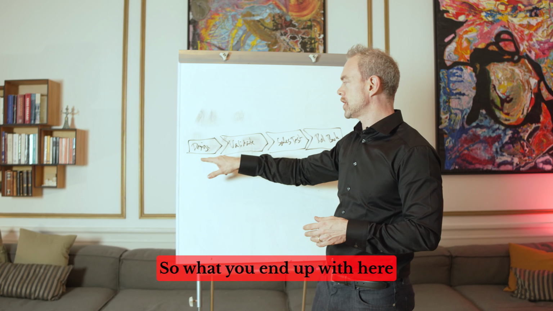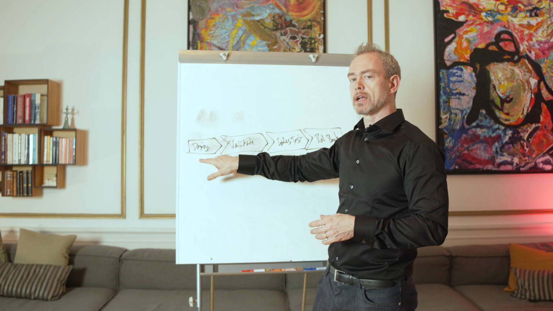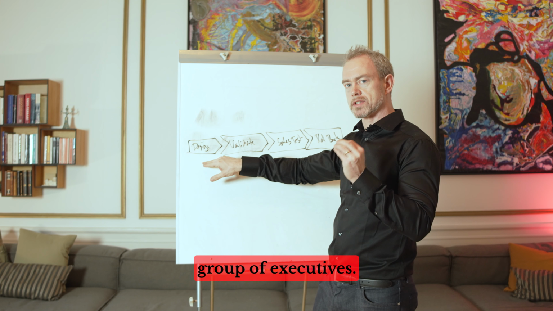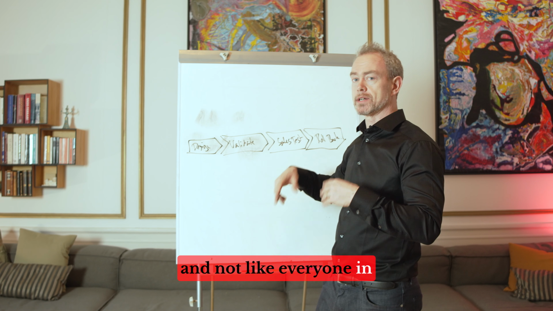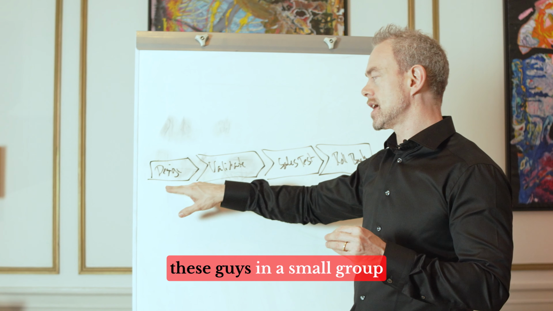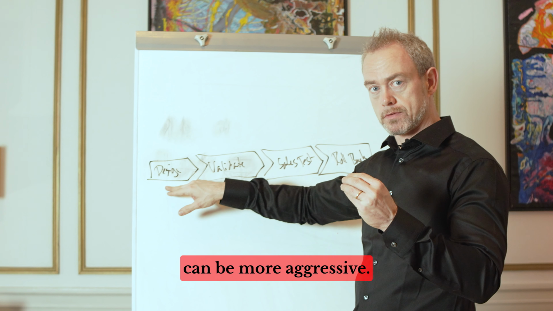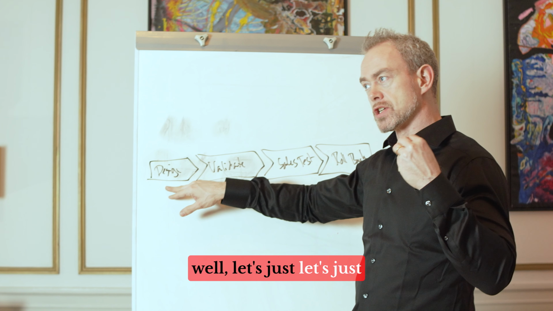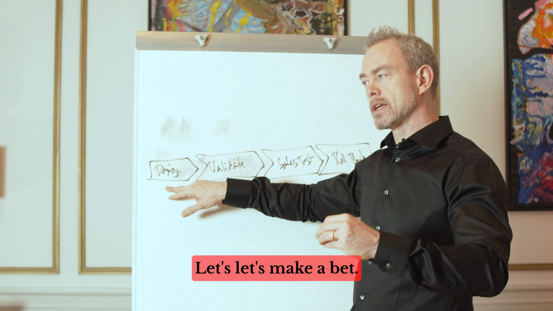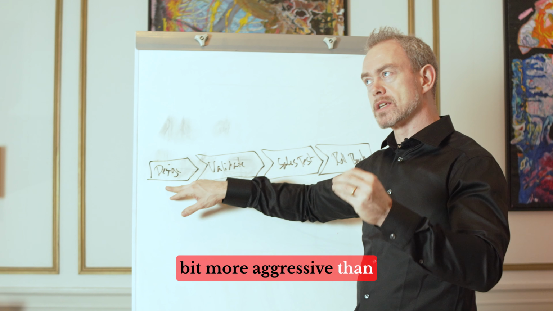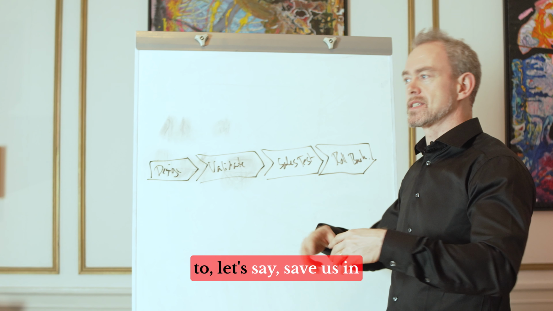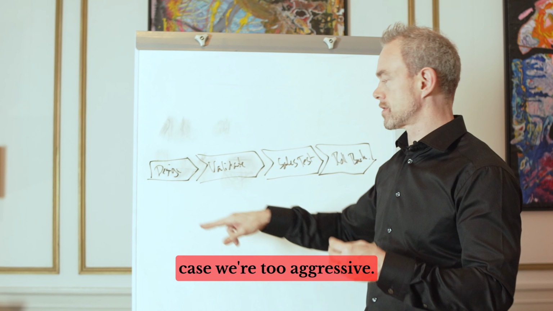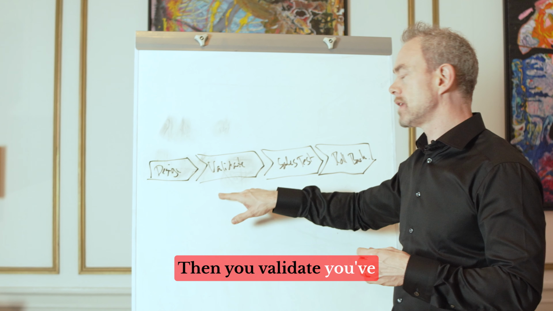So what you end up with here is something that everybody likes in this sort of small group of executives. And the reason it needs to be a small group of executives and not everyone in the organization is that these guys in a small group can be more aggressive, right? They can say, well, let's make a bet. Let's try and be a little bit more aggressive than we normally would, because we know that there's going to be more steps that's going to, let's say, save us in case we're too aggressive. Then you validate.